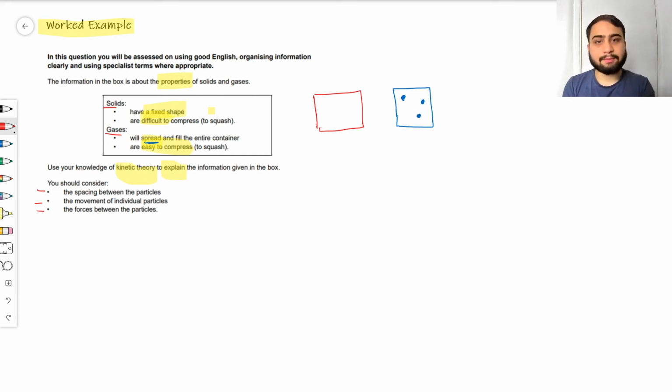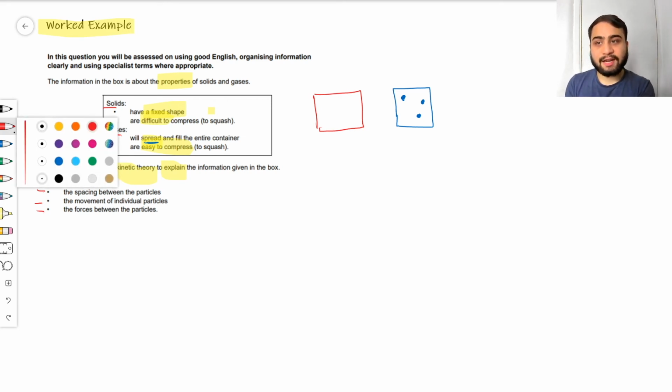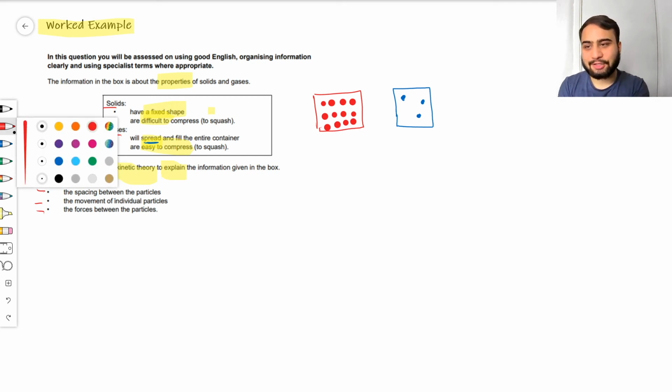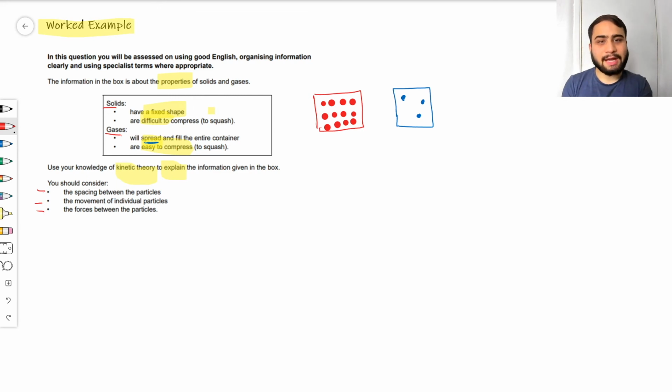Now, in my solids, however, I know that my particles are in a fixed lattice. If you remember that term, that means that they're in fixed, neat rows, right? Like this. I need to draw much more, but I'll be here for ages if I do all that, so I'm just going to leave it like that. Okay, so now we have our two diagrams. Let's actually start writing our question itself.